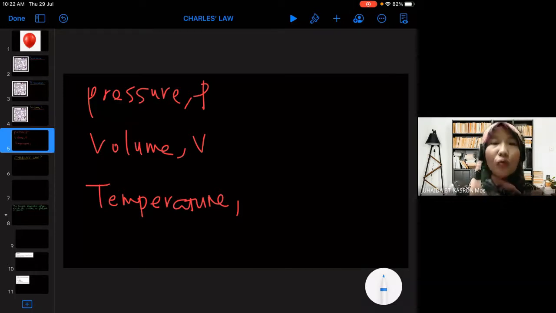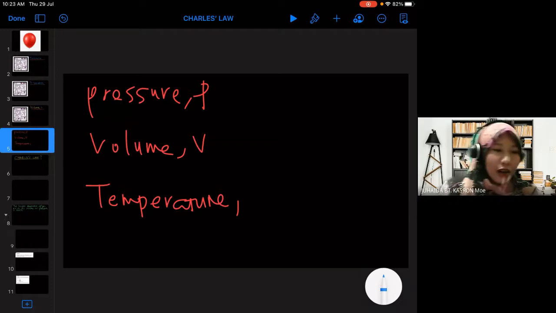Now, I would like to introduce you to the gas law. Just now we discussed the behavior of the molecules of gas. There are 3 variables to describe the gas, but the gas law involves only 2 variables, so the other variable must be constant. We want to investigate the relationship between only 2 variables, so the other one must be constant.